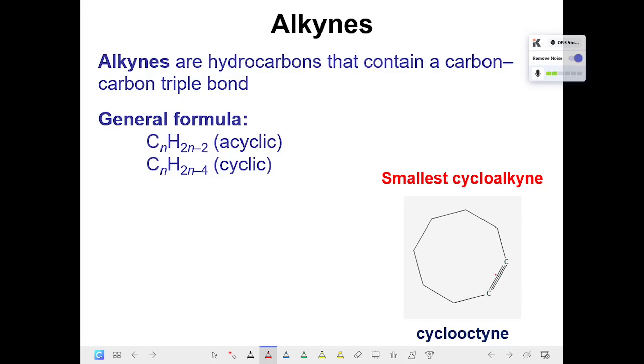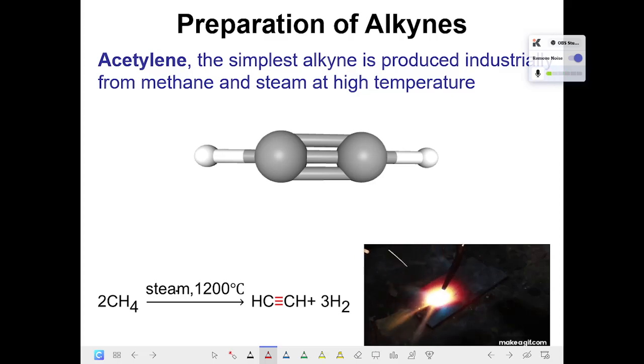Now, let's ask the question, how do we prepare your alkynes? So, acetylene, the simplest alkyne, is produced industrially, meaning this is mass-produced from methane and steam at high temperature. As you can see here, this is the general reaction. So, specifically, this reaction proceeds at 1200 degrees Celsius. So you need two molecules of methane to produce one acetylene, or also known as your ethyne.